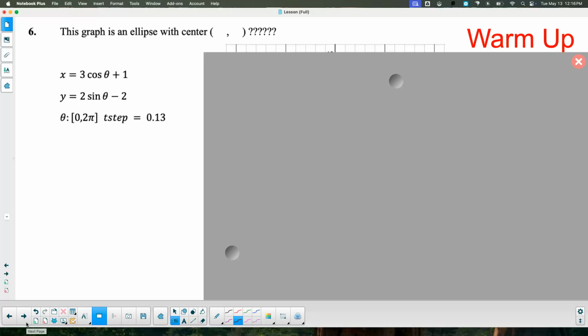What are we going to need to do first when we type in our equations into the calculator? What do you want to change? Okay. What are we going to change off of this equation before we type it in? What are we going to change theta to? We're going to change theta to t first. And what's the other thing that we're going to do?